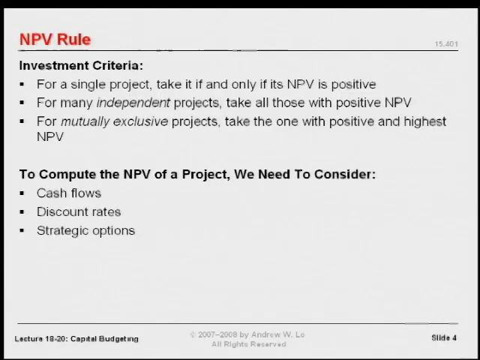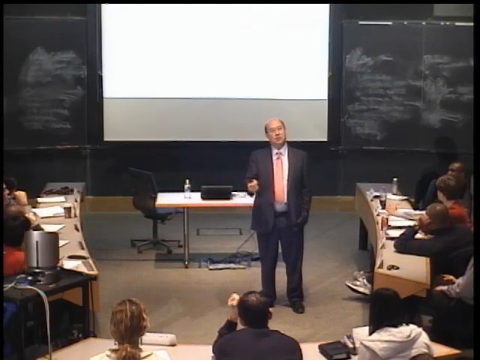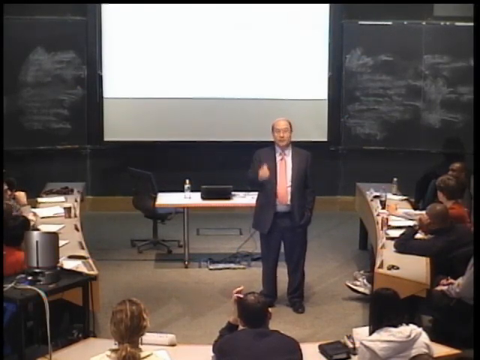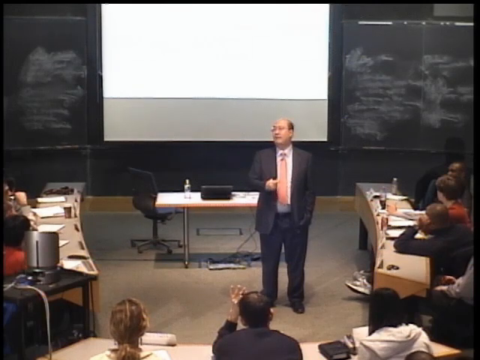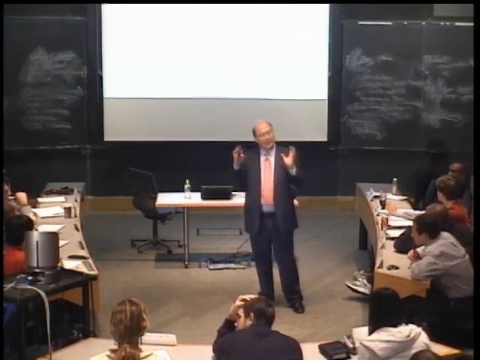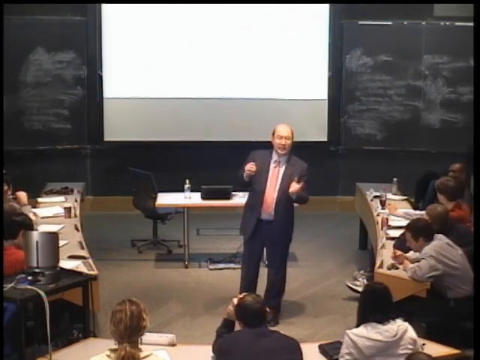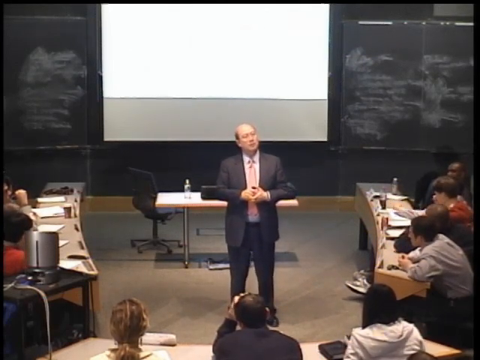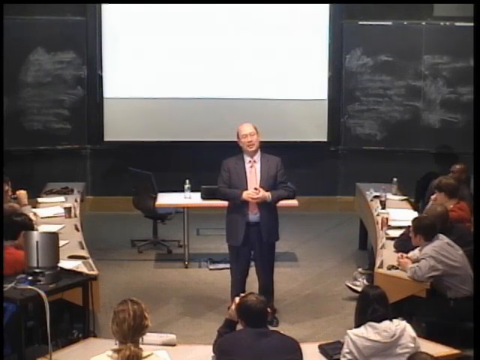So in order to compute NPV, you need three things. You need cash flows, obviously. You need the discount rates. And you need to consider strategic options. The first and the third, I'm not going to help you with. That's your business. That's the business of business. You've got to identify what those cash flows are, and you've got to identify what your options are. What I can help you with in the context of this course is evaluating the market value of those possibilities.